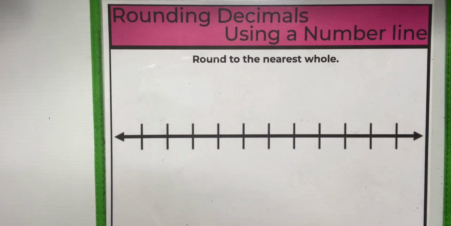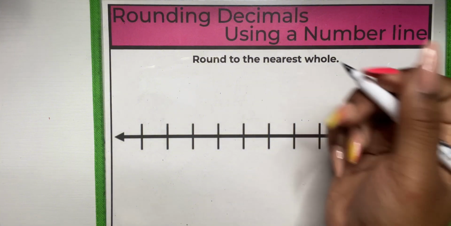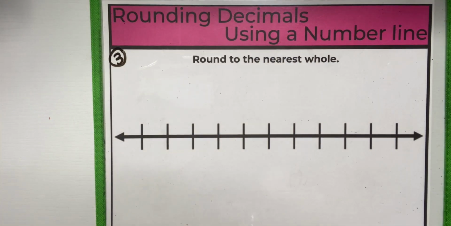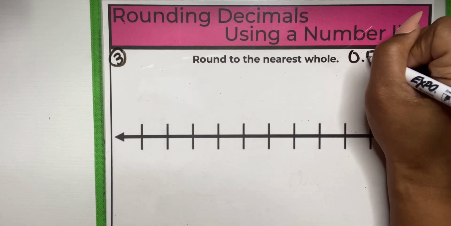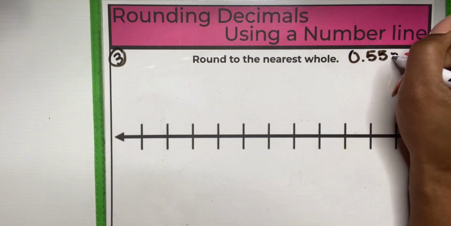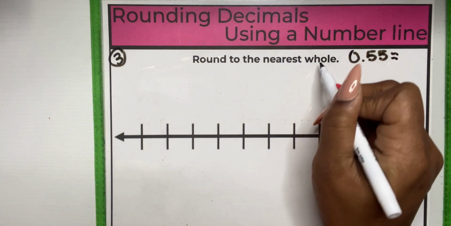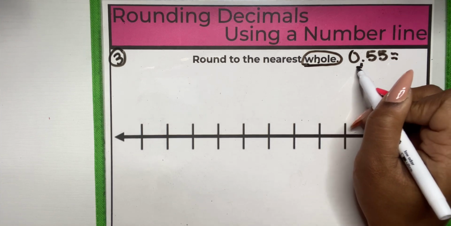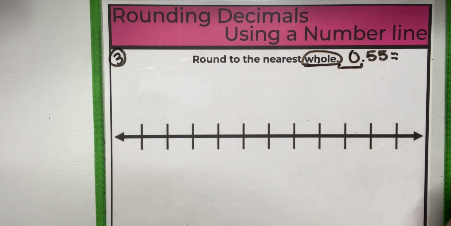All right, our last one. I'm going to do this a little quicker. We'll go ahead and finish. All right. We're going to take 0.55 and round it to the nearest whole number. Whole number is our target digit. Let's look at the whole number. The whole number is 0. So that doesn't change anything. We're going to still follow the same steps.